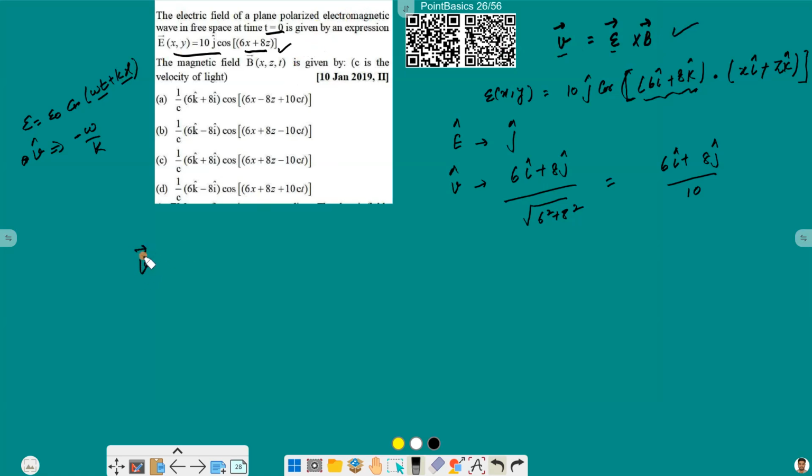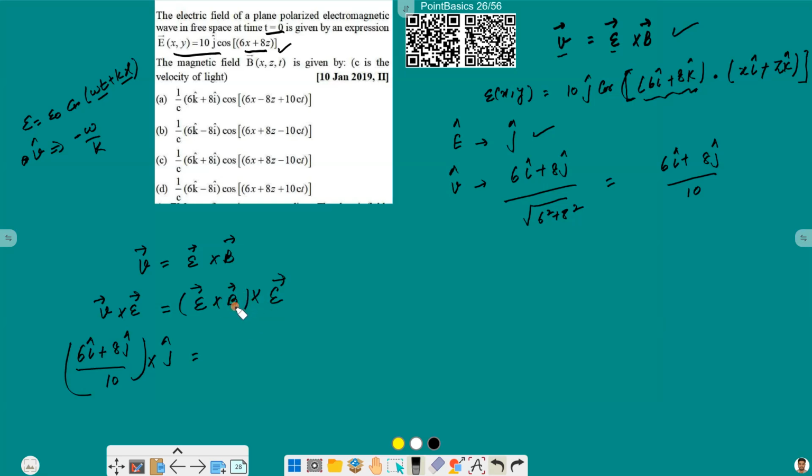So let us start with this expression. Here we have V is equal to E cross B. Now we have E available with us, so we will take the cross product on both sides with E. So this will be E cross B cross E. Now V, assuming positive sign initially, we will get 6i plus 8k divided by 10, cross direction of E is j. Now we are only discussing regarding direction.